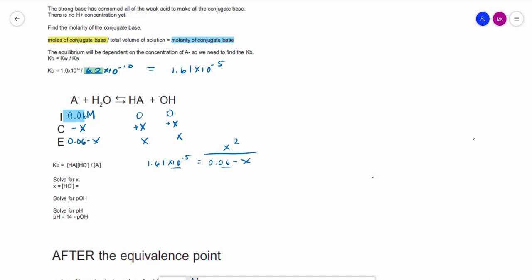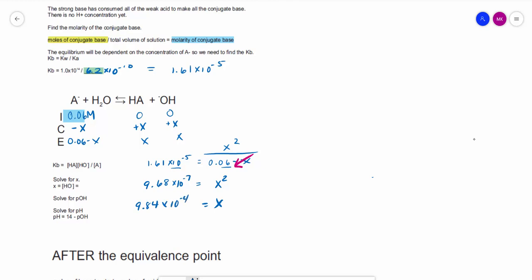We are really close to that 1,000 times bit, but I'm going to simplify just to see if it works, because it's pretty quick. So I take my 1.61 times 10 to the negative 5 and multiply it by 0.06. Then I get x squared is equal to 9.678 times 10 to the negative 7. Then I'm going to square root that so that x equals 9.84 times 10 to the negative 4.